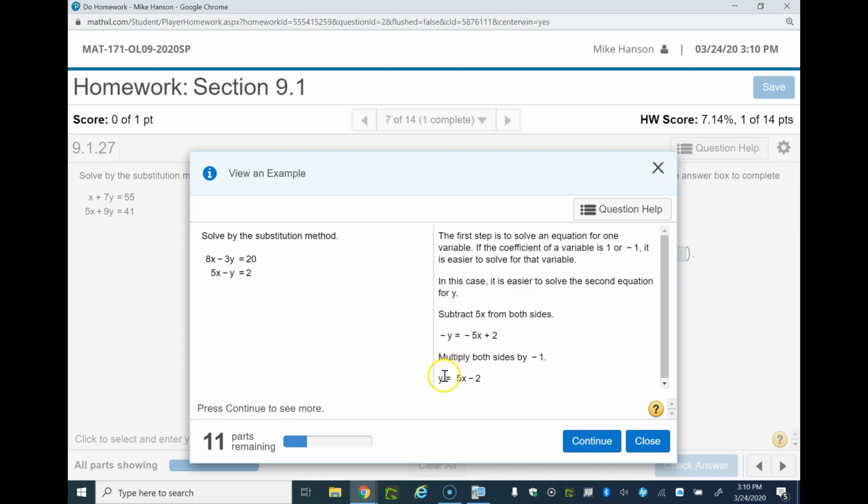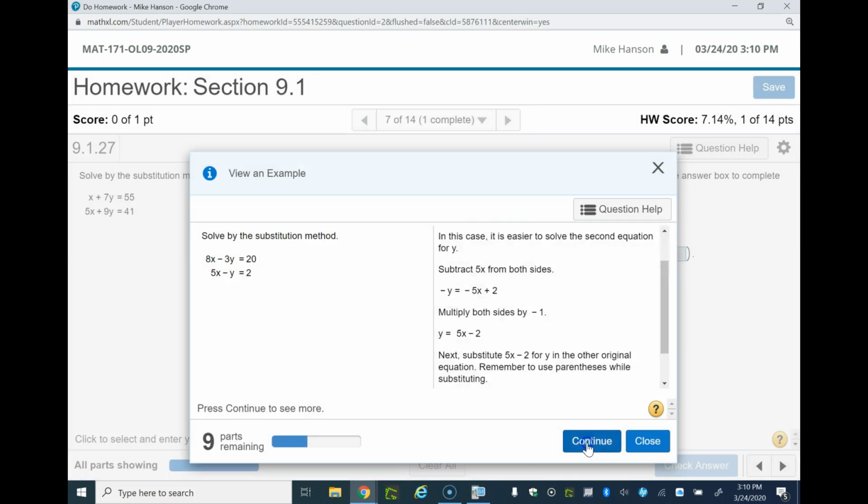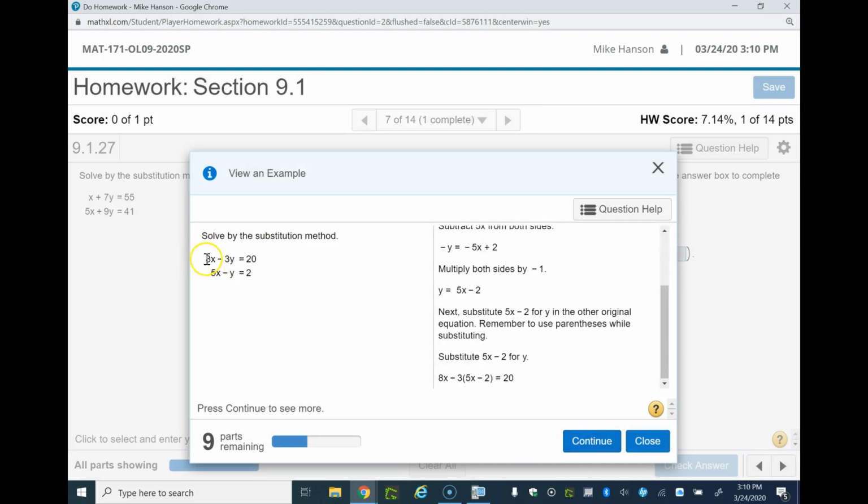So what I'm going to do is now take this y, 5x minus 2, and put it right back into the first equation where this y is, and then solve by just collecting like terms, distributing, and then figuring out what x is actually equal to. So as you can see, they took this whole equation, they got rid of this y, and plugged in what they found here for the y.